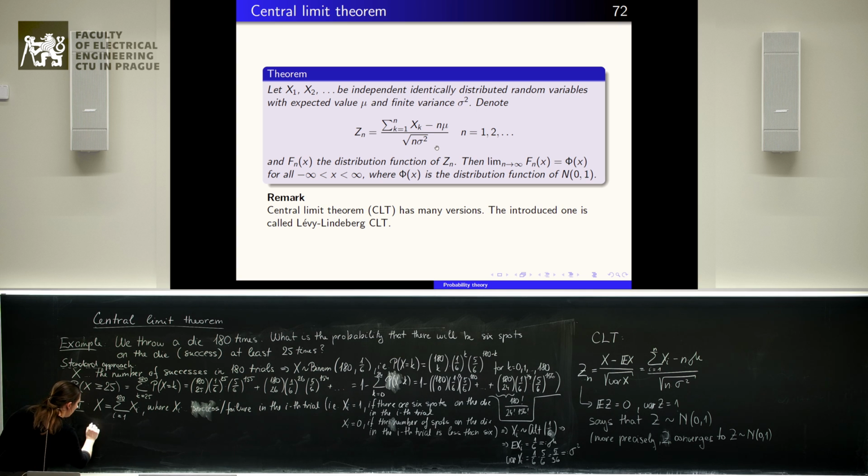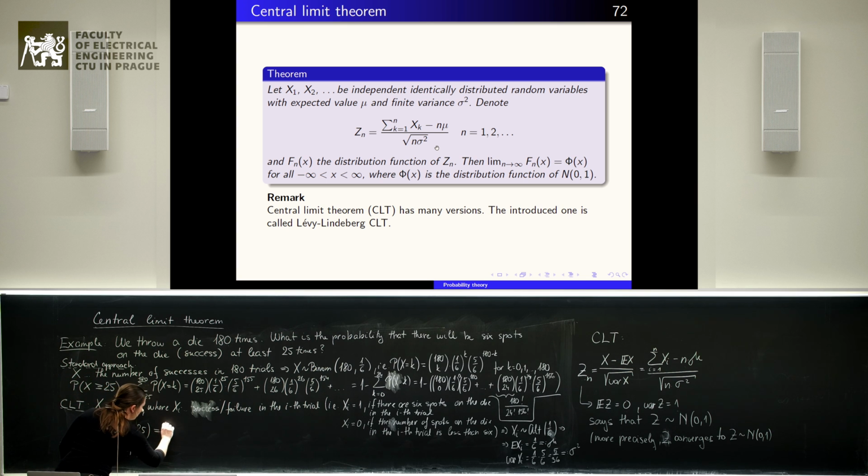So we know that when we want to calculate the probability that the sum of such random variables is at least 25, we in fact calculate the probability that x with some normal distribution is greater or equal to 25, and we know how to work with the random variable with normal distribution. In the first step, we use normalizing.